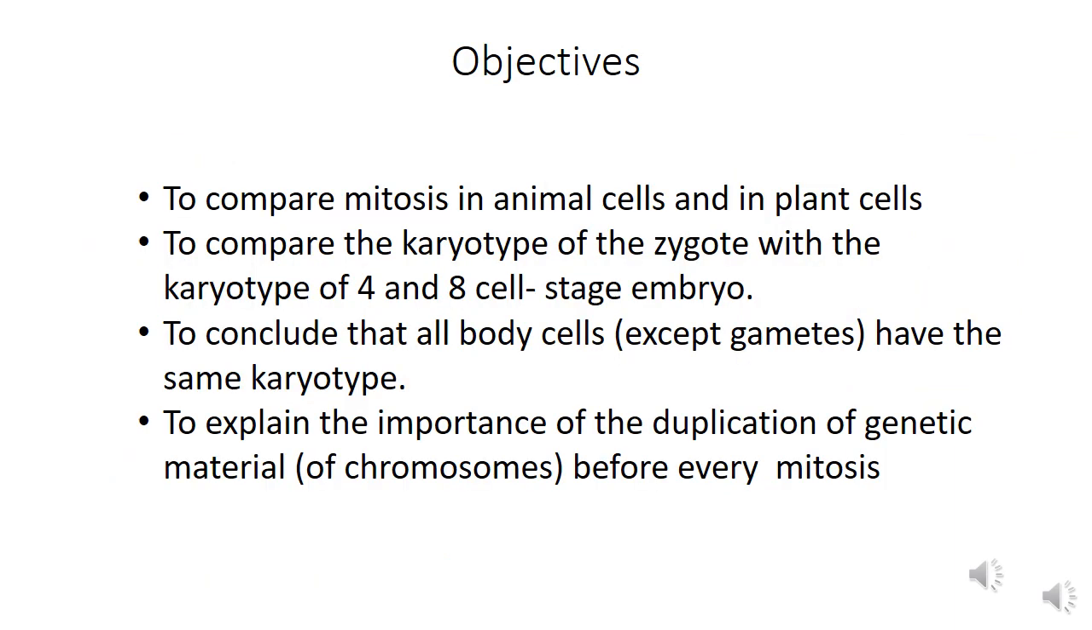Okay, so what are the objectives of this document? The first objective is to compare mitosis in animal cells and in plant cells. Second, to compare the karyotype of the zygote with the karyotype of the 4 and 8 cell stage embryo. Third, to conclude that all body cells except gametes have the same karyotype. And fourth, to explain the importance of the duplication of genetic material of chromosomes before every mitosis.